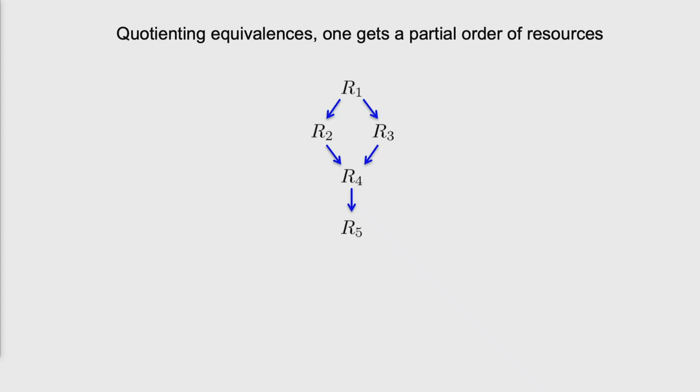And so I don't care whether it's this entangled state or that entangled state. If they have the same Schmidt coefficients, they're equivalent as an entangled resource. So that would be one example of what quotienting with respect to equivalence looks like.